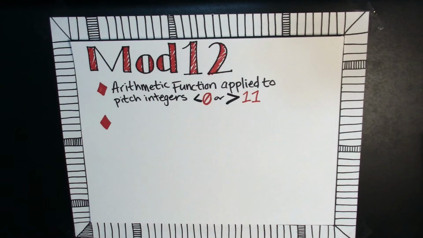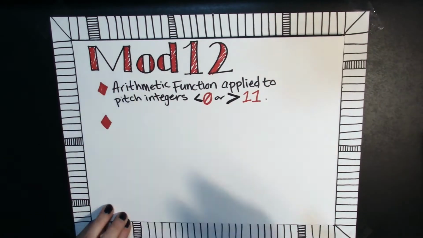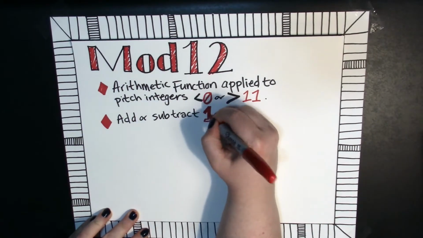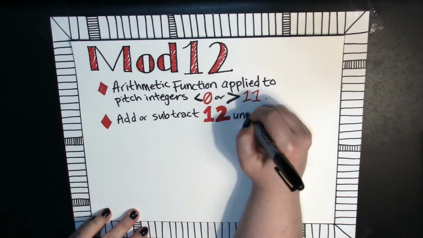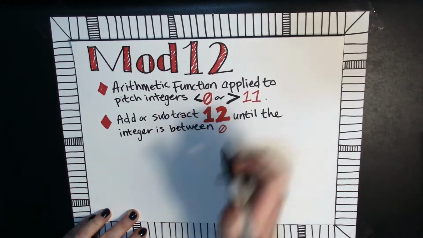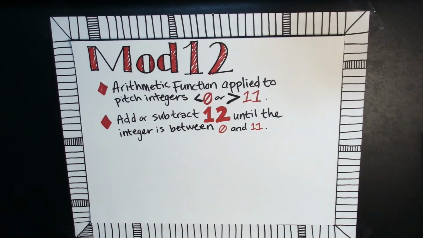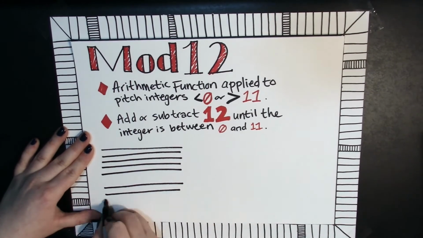Converting these pitch integers to pitch class integers requires the arithmetic function we call mod 12. To use mod 12, whenever you encounter a pitch integer less than 0 or greater than 11, add or subtract 12 as many times as needed until the integer is within the 0 to 11 range. Here it is in action.